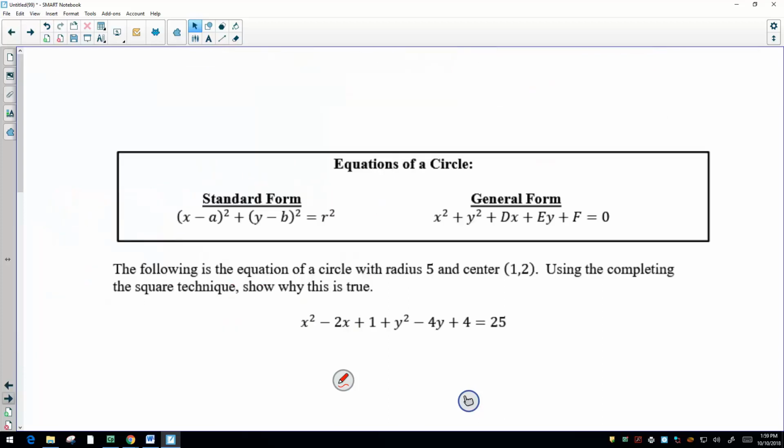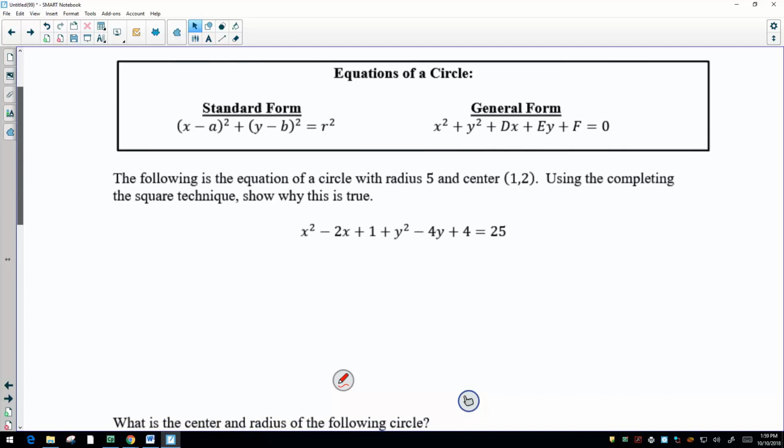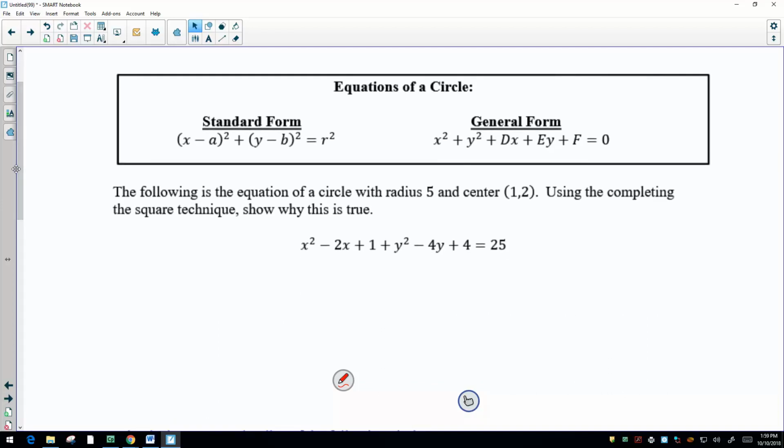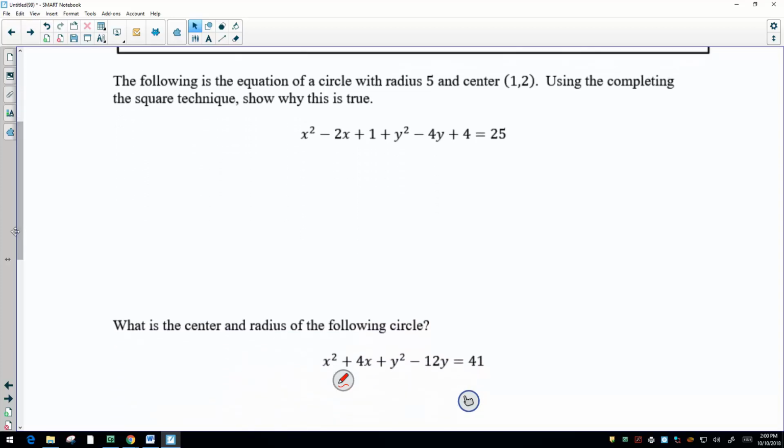Okay, so if we look on the back, we have two different forms of the equations of the circles. One we saw in our previous lesson, which was our standard form. The general form is more of the one that we're going to be taking a look at today. So completing the square will help us with this. So this says the following equation of a circle has a radius of 5 and a center of 1, 2. We're going to use that technique that we just did on the front of the page to prove that.